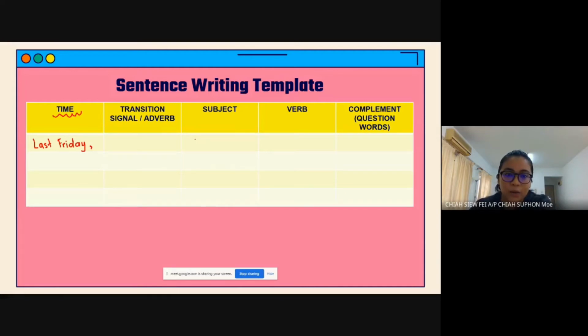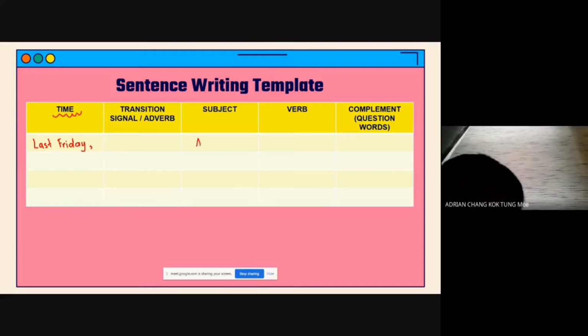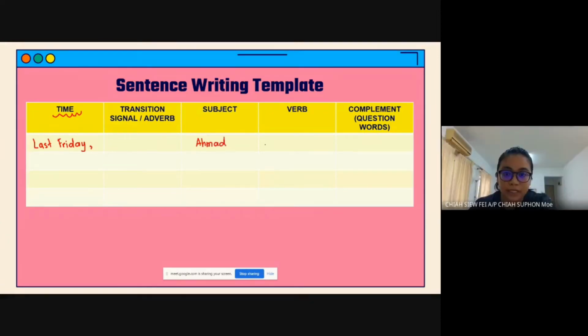So just now, in the first picture, we have Ahmad, right? Okay, so Ahmad, yes. What was he doing? That is the verb?